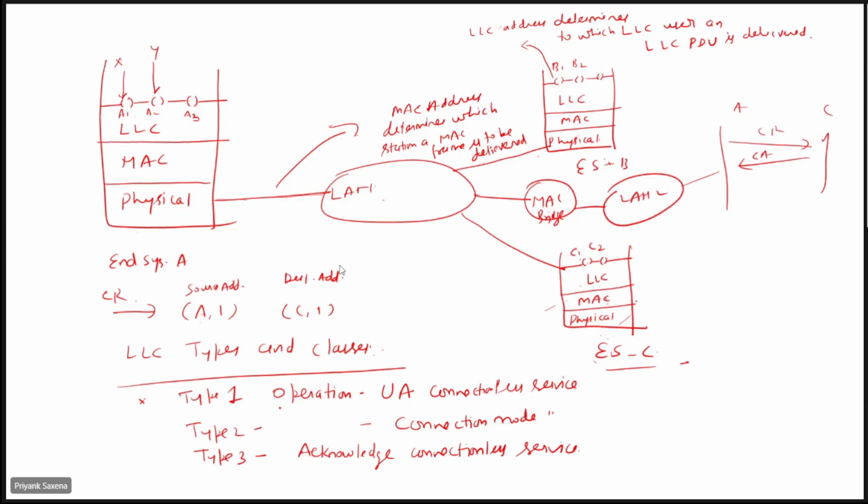So it provides three types of operations. Type 1 operation, type 2 operation, type 3. Already we have discussed. Type 1 operation is unacknowledged connectionless service. Type 2 operation is connection mode, similar to your SDLC. Type 3 is acknowledged connectionless service. Right?